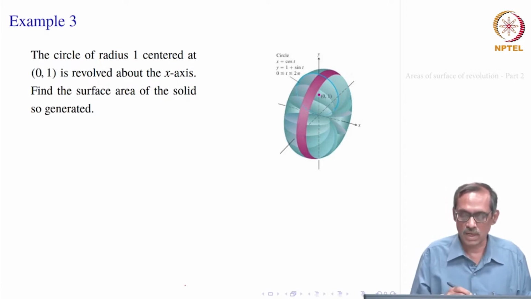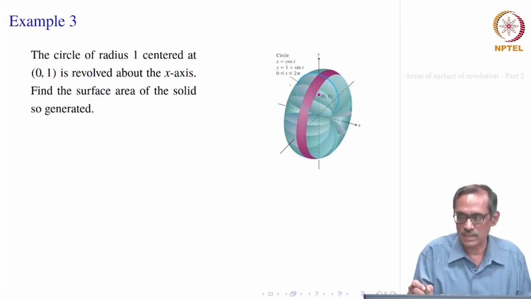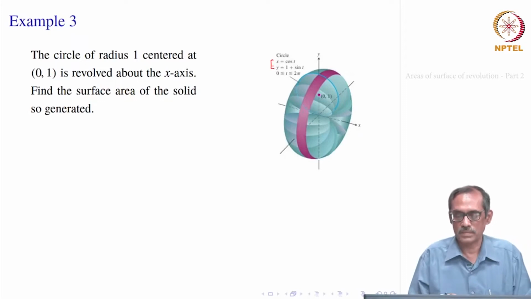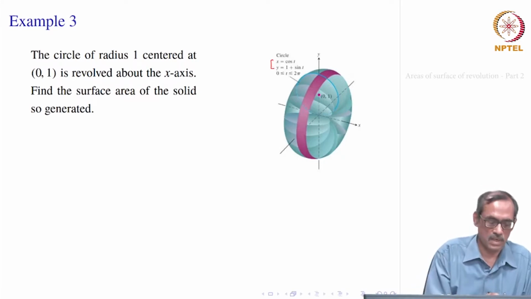Since it is a circle, it will be easier to parameterize with x equal to cos t, and the center is at (0, 1). So it is a plus r cos t, which is cos t, and b plus r sin t, which is 1 plus sin t, right. So x equal to cos t, y equal to 1 plus sin t, and t is that angle. It varies from 0 to 2 pi. That is how we get the parameterization of the circle.